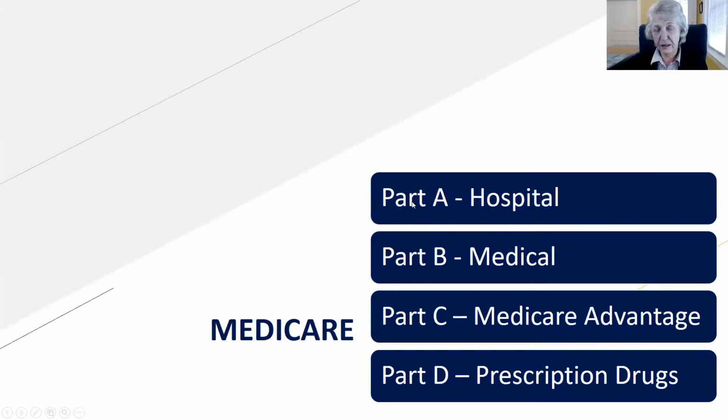Medicare has 4 parts. Part A, which is hospital, skilled nursing, home health, and hospice. Part B, which is medical, which includes physician visits, labs, x-rays, ambulances, emergency rooms, vaccines, and preventive services. Part C is a Medicare Advantage, and that is an HMO, a PPO, or a private fee-for-service. And Part D is prescription drugs.